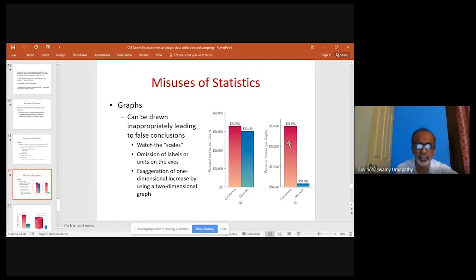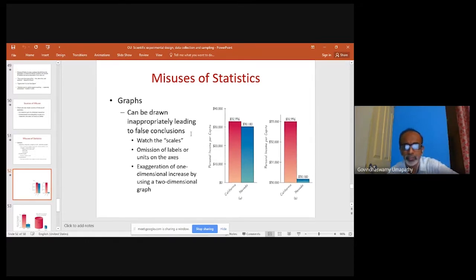These are like evil intent, basically to show that although there's not much difference, if you look here, but purposely distort your axis to show a difference. People do like that, a misuse of statistics, so that it looks like there's a lot of difference between the two states. That is possible.